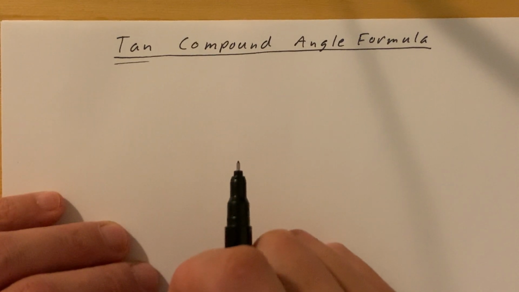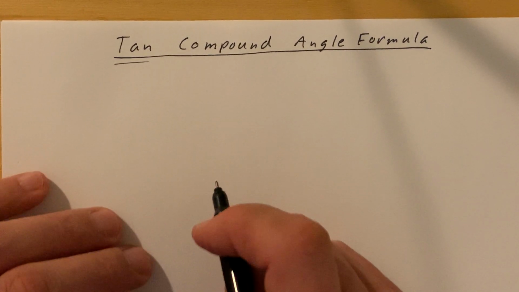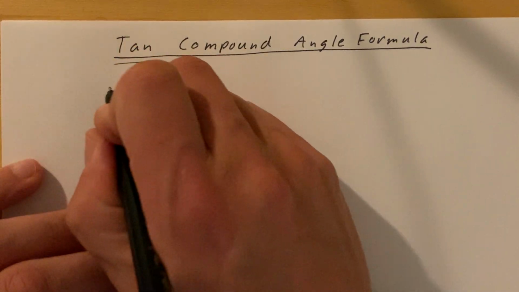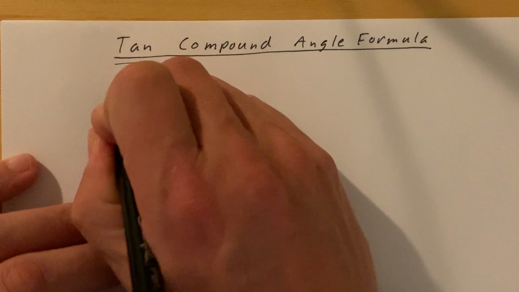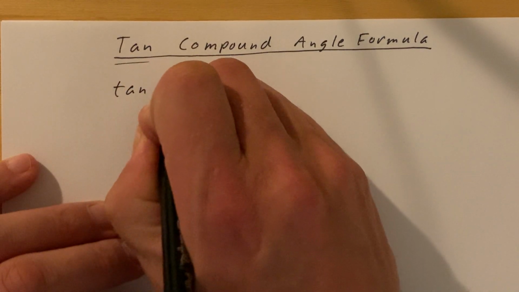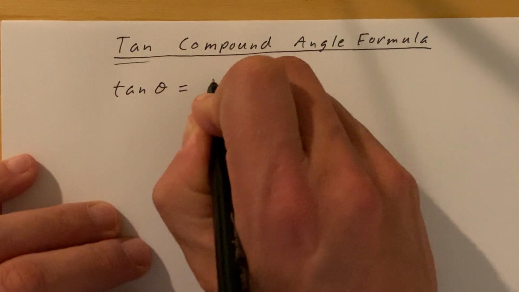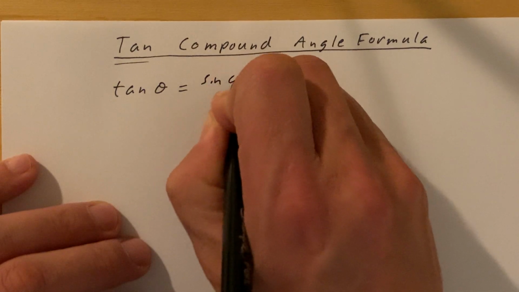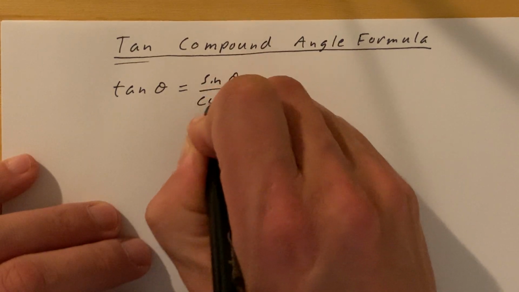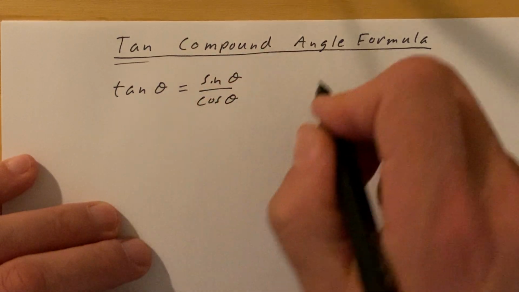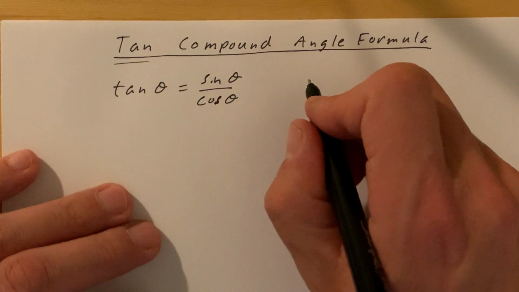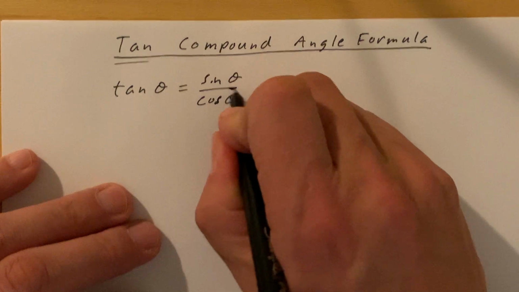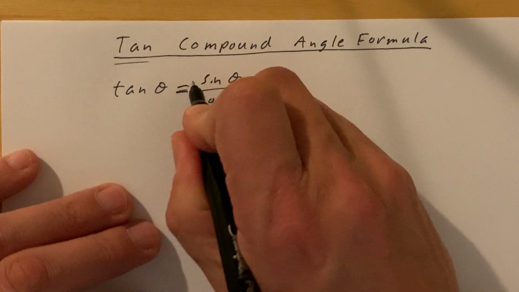Okay, now we're going to look at the tan compound angle formula. Okay, so I want to recall one of our trig identities. That is that tan of theta equals sine theta over cos theta. Okay, so we need that. Also, we're going to need for later that tan is an odd function.